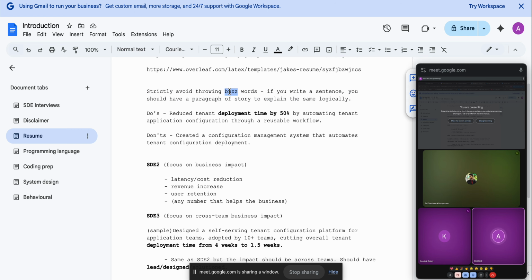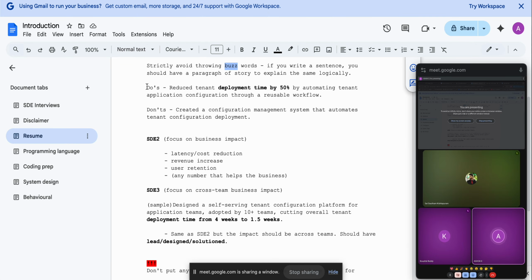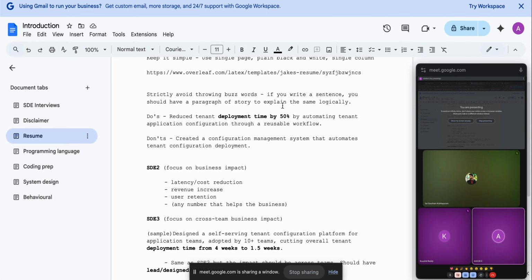You need to make sure you are not throwing in buzzwords. If someone asks you anything about it, you should be able to explain the story similar to what we have discussed for a behavioral interview, right? And when you mention a sentence in your resume, it should look like this. Say for example, you are working on a tenant deployment, configuration deployment solution, which allows different application teams to deploy configuration changes, right? Then you can mention the end output as what percentage of deployment time is reduced by this effort, right?